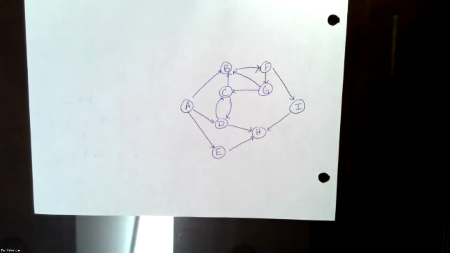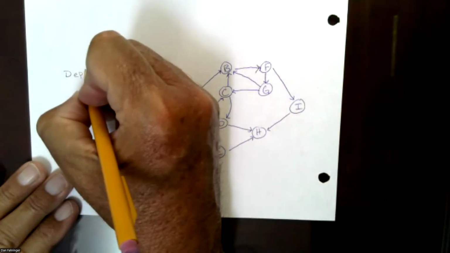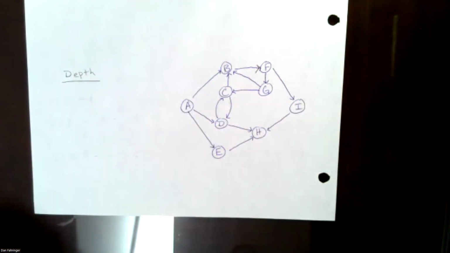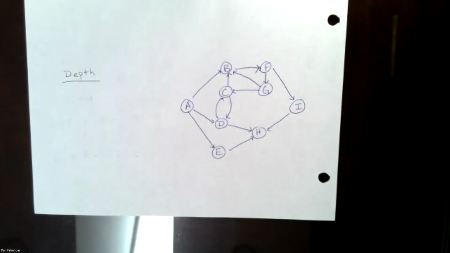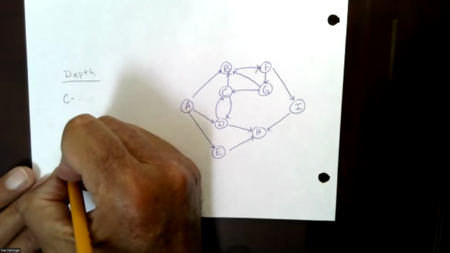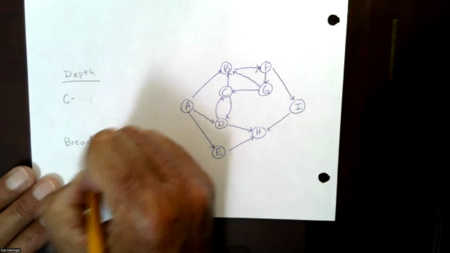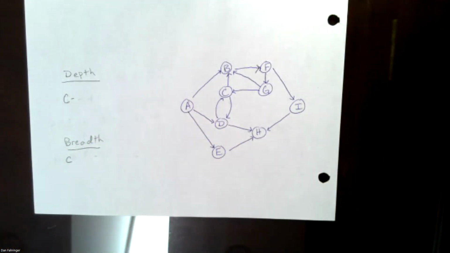All right. Pick one. Well, we're going to do depth first. Pick a starting spot, anywhere. C. Okay. Go ahead and do it by depth, then do it by breadth, all starting at C. And I am going to pause.